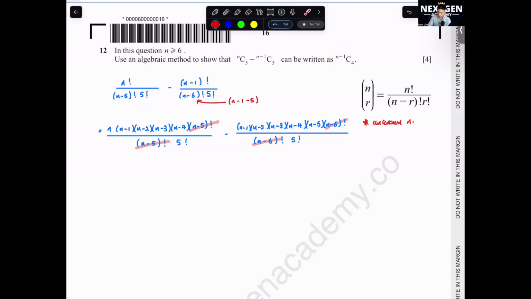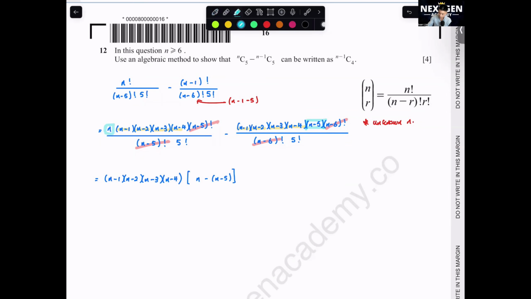Okay, look at the top part, your numerator. What else can we do? There are common factors: n minus 1, n minus 2, n minus 3, n minus 4. The only thing that's different is the n and n minus 5, which we'll leave inside the bracket. So this is how I will rewrite it. I'll factorize out n minus 1, n minus 2, n minus 3, n minus 4. Put the bracket, n minus (n minus 5).